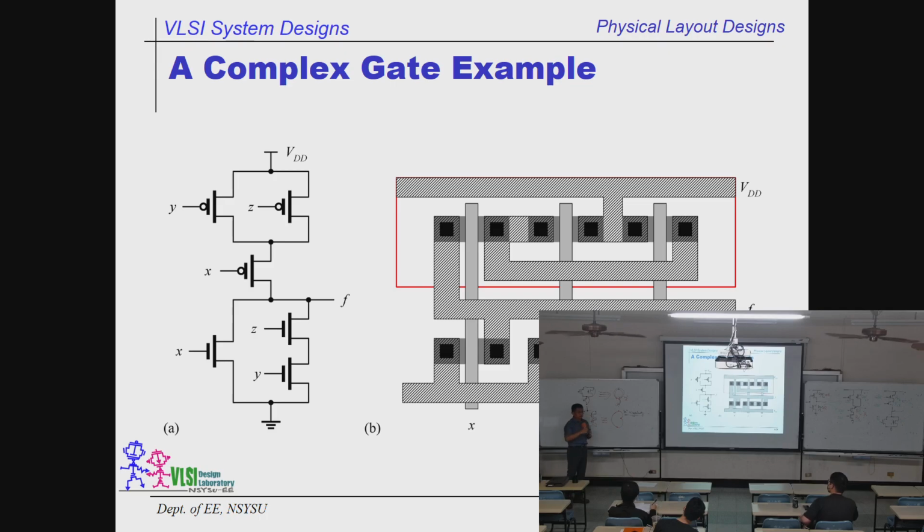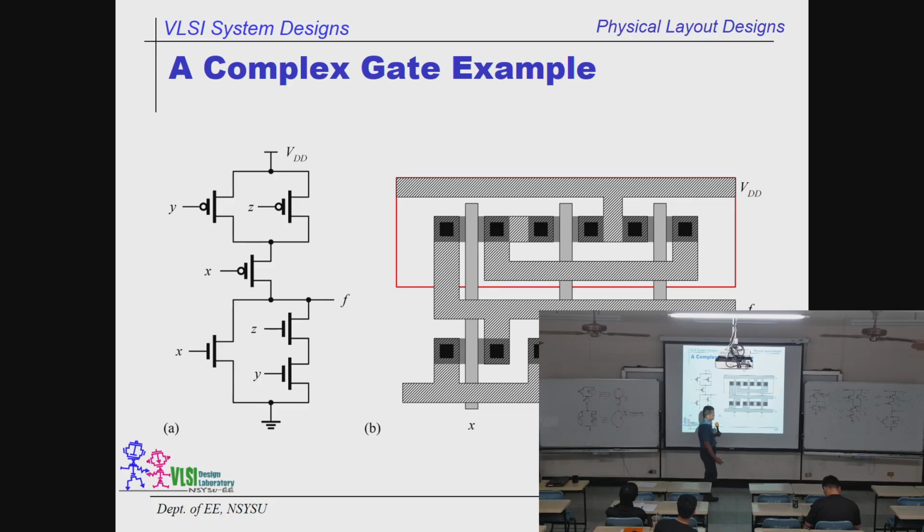There are several ways to do that. Both of them can be realized by a single Euler path. That means both of them can be realized by a single piece of diffusion. That's all. So the next question is, now that we verified it, how do we do that?